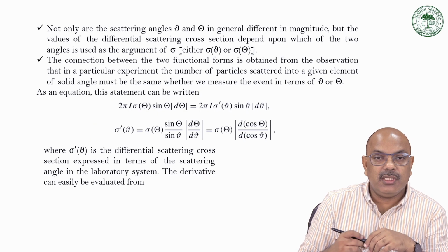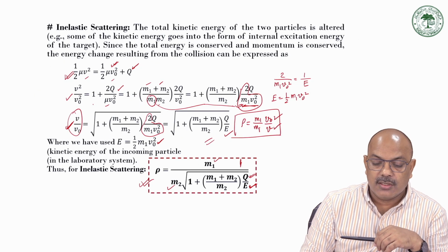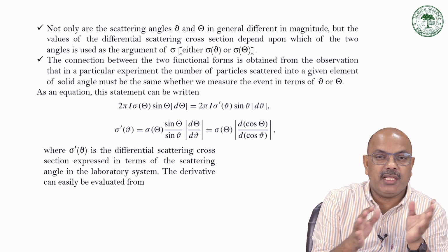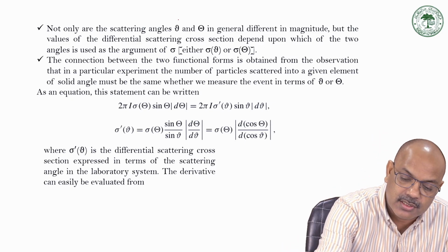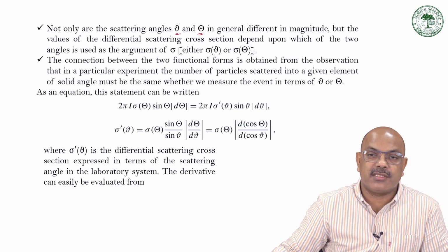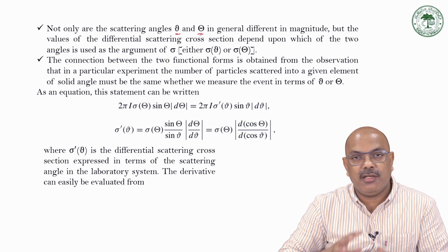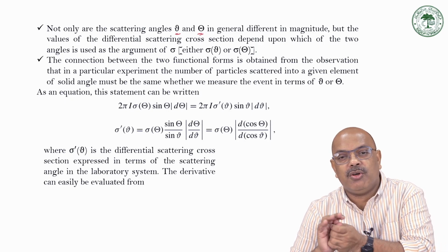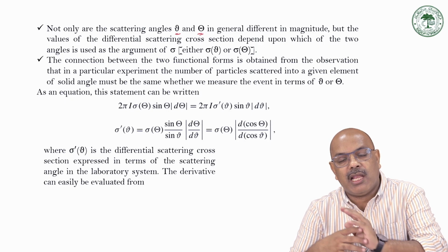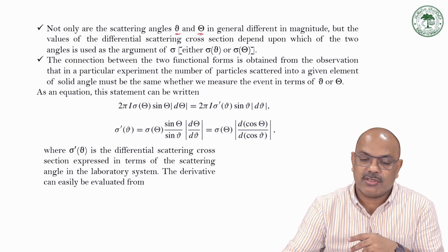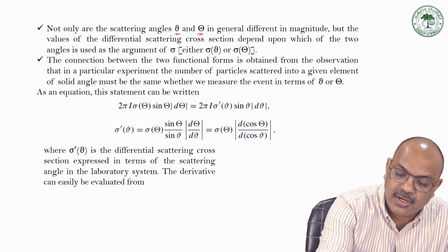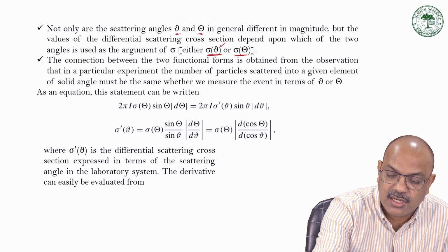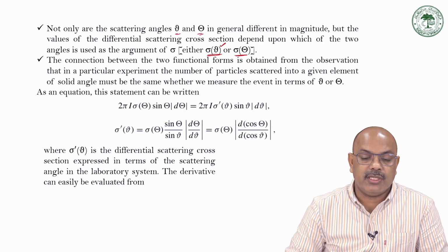So now we can find the second important thing: not only the scattering angle, this in the lab system and this in the center of mass system, is different in magnitude. In general, the scattering in the lab frame and the scattering in the center of mass frame is different in magnitude. But if you do the experiment and calculate the differential scattering cross section, in the center of mass frame of reference and in the lab frame of reference, they are also going to be the same in that case.